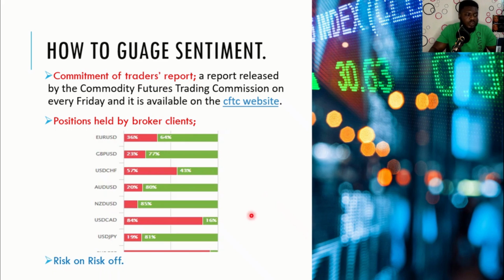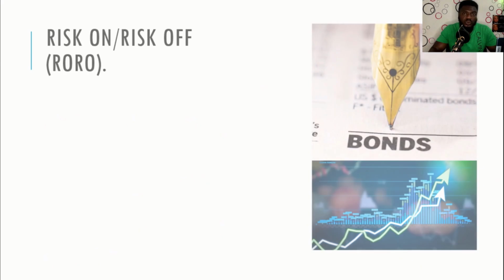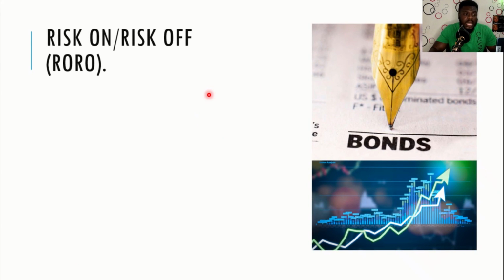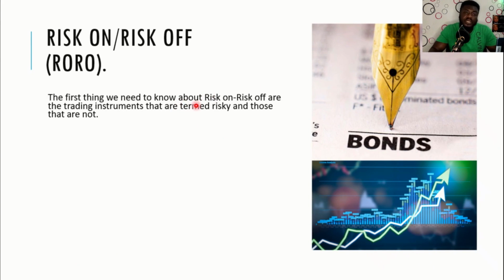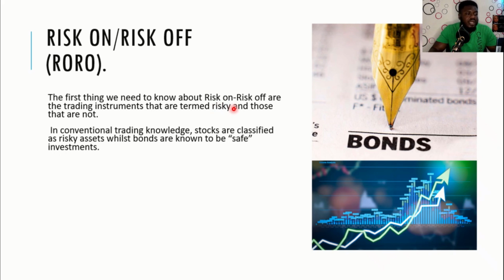Then our topic for today, risk on and risk off. What do we mean by risk on and risk off? The first thing we need to know about risk on and risk off are the trading instruments that are termed as risky and those that are not. So we have stocks as risky and bonds as safe investments. In conventional trading knowledge, stocks are classified as risky assets, whilst bonds are known to be safe investments.